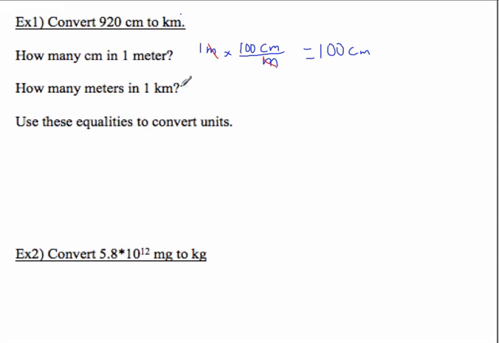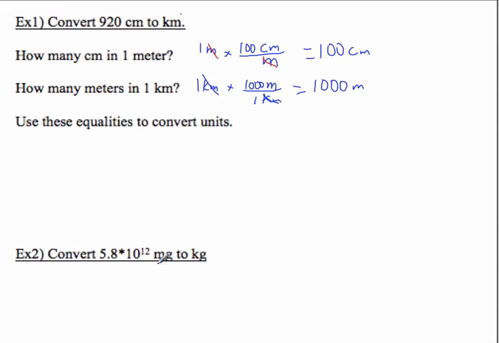Alright, next, how many meters in a kilometer? Well, let's start with 1 kilometer, and then we're going to multiply by a fraction. We need to get rid of the kilometers, and we need to change to meters. So you can write a fraction like this. If you look at your chart, there's 1,000 meters per 1 kilometer. So we do that. The kilometers cancel. We have 1,000 meters.